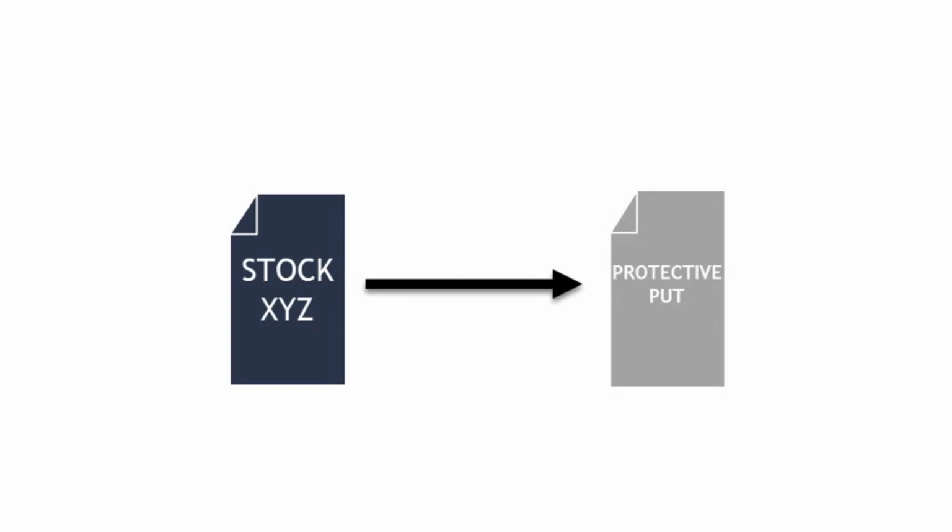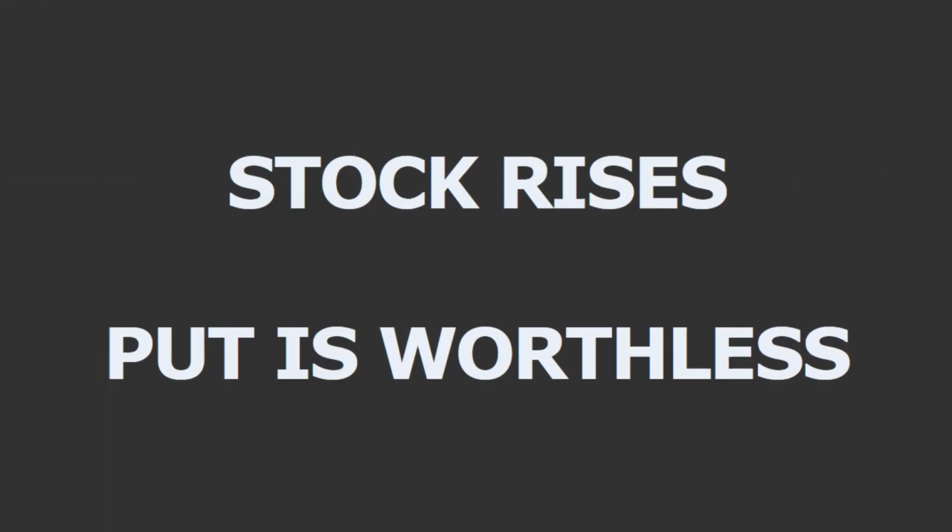Another strategy is using options as protective puts. So this involves holding a long position in a stock and buying a put option on that stock. So if the stock price falls, you can exercise the put option, sell the stock at the strike price, limiting the potential loss. If the stock rises, the put option will expire worthless, but you will still profit from the stock. Because you bought the put, you actually pay premium. You don't receive it.